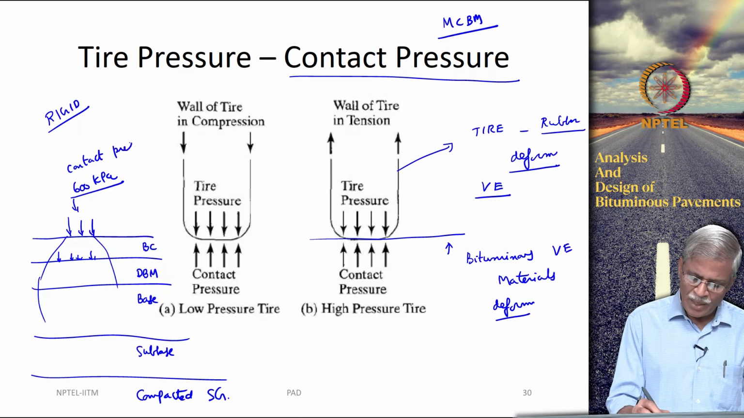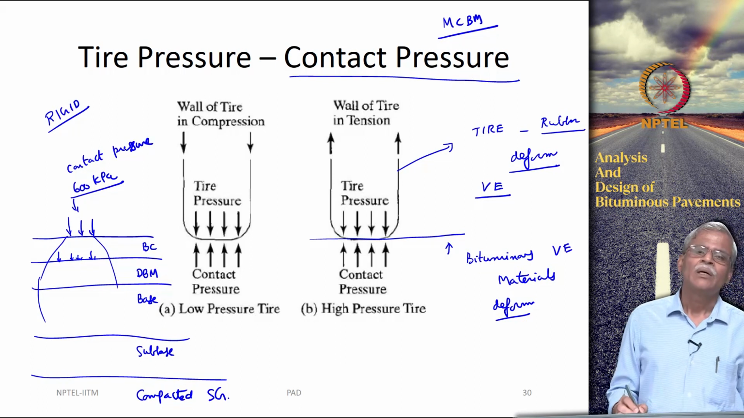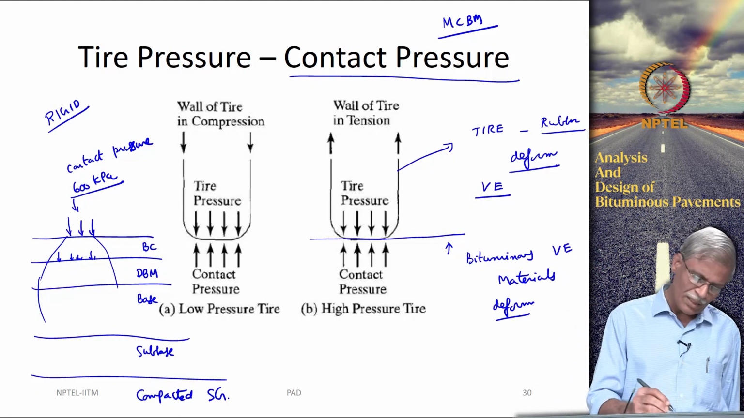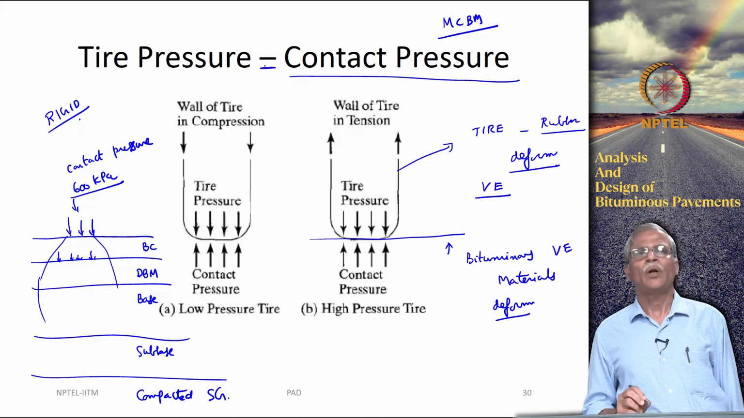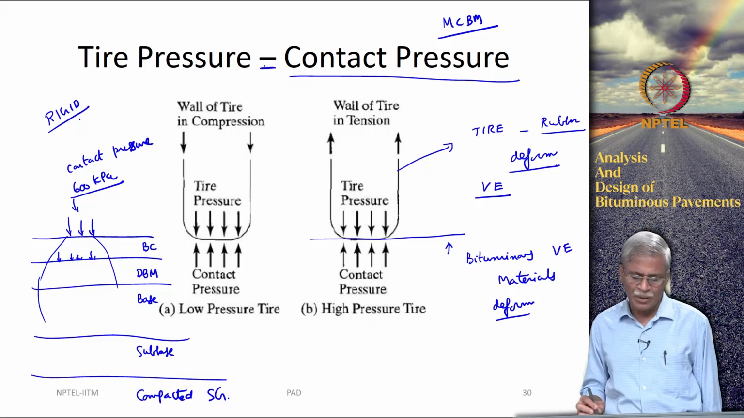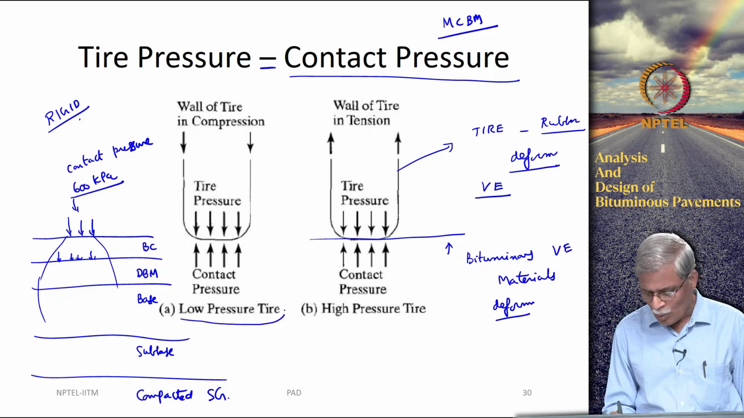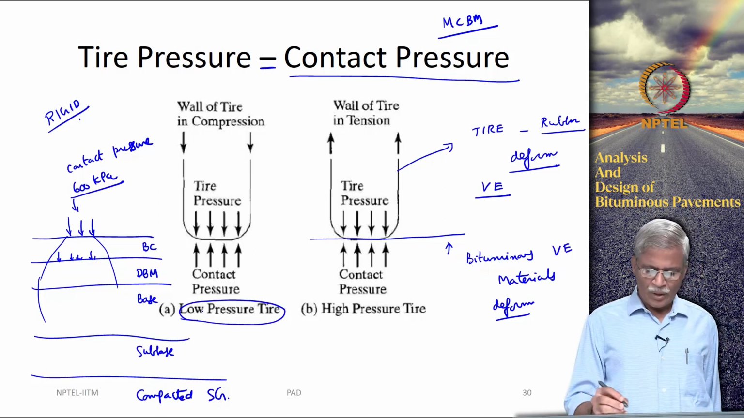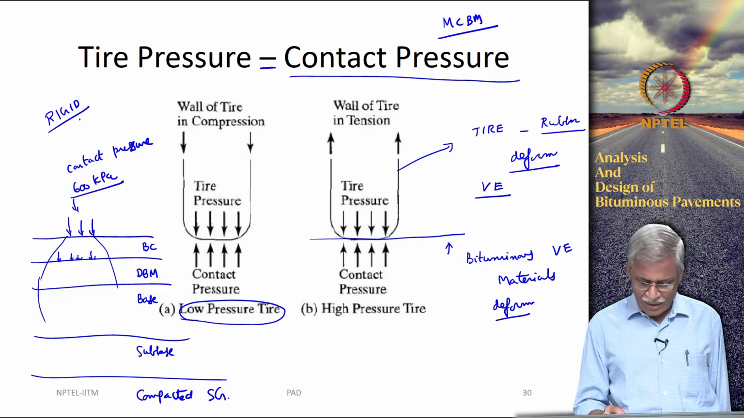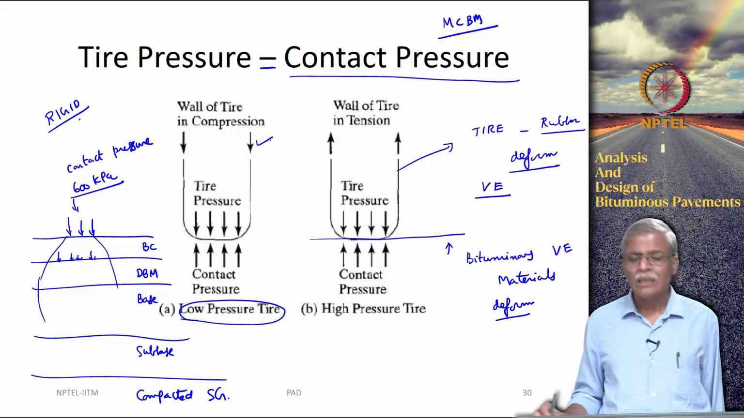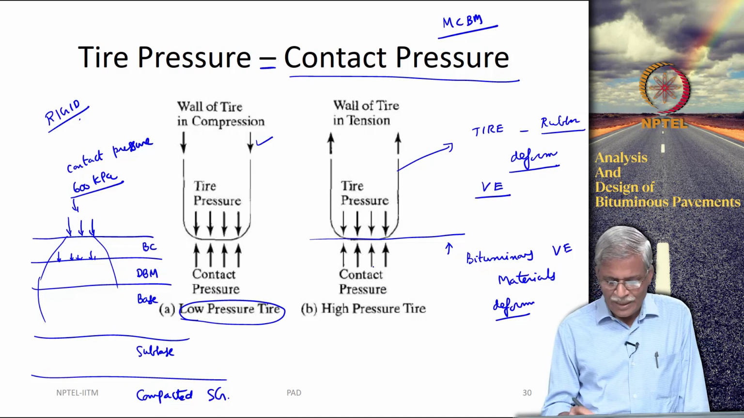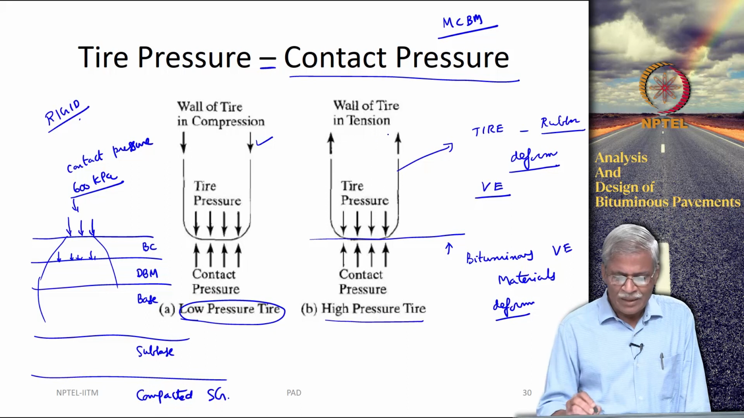So, when I make such a statement, the assumption that I have made here is that the tire pressure is equal to contact pressure. But in real life, what will happen if you have a low pressure tire is that, if you assume the tire pressure is equal to contact pressure, the walls of the tire are going to be in compression, and if you have a high pressure tire, the walls of the tire are going to be in tension.